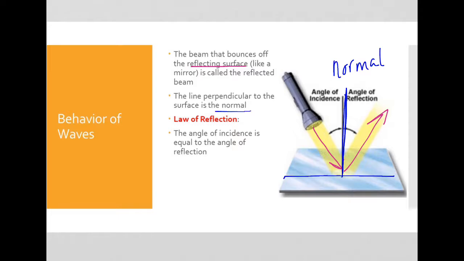All right? And the law of reflection states that the angle of incidence, which is the angle between the original light source and the normal, is equal to the angle of reflection, which is the angle between the normal and the reflected beam. In this way, you can predict where things will reflect. Similarly, these two angles on the side here are also equal to each other.